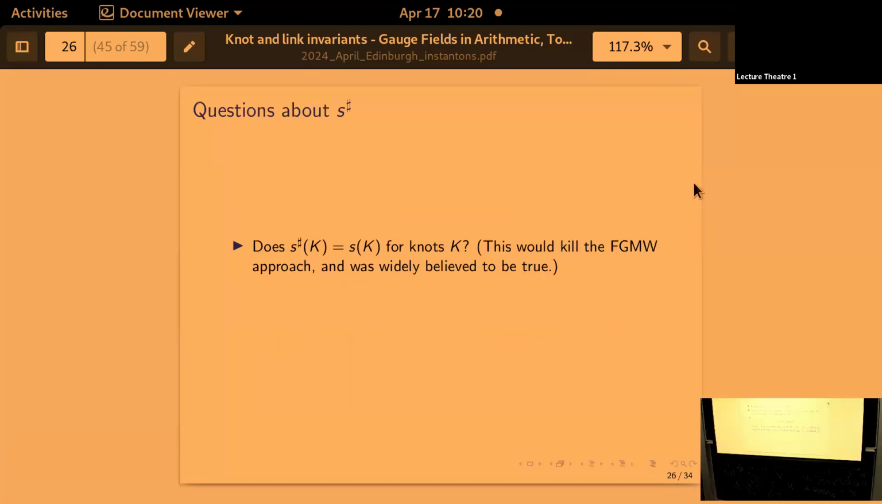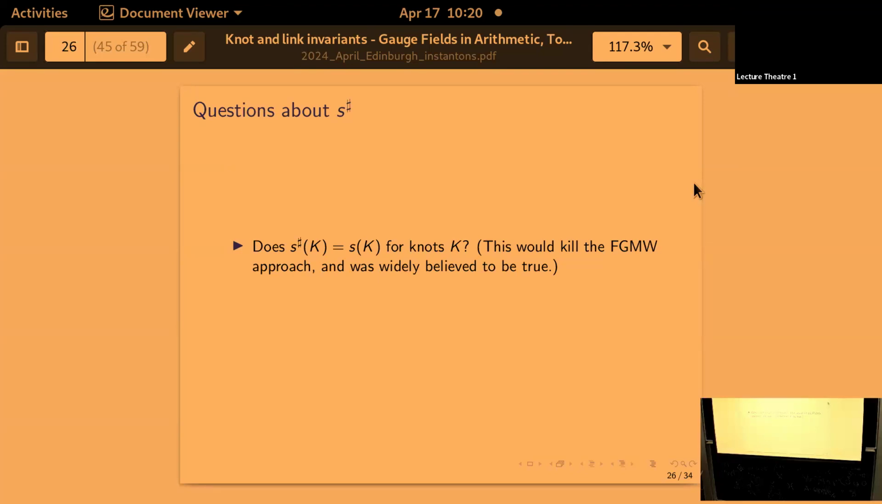Okay, so some questions about S sharp that were raised was, is it equal to S? So this would kill the Friedman, Gompf, Morrison, Walker approach, right? Because it would show that you can't actually use S to distinguish smooth homotopy four-balls from standard four-balls.